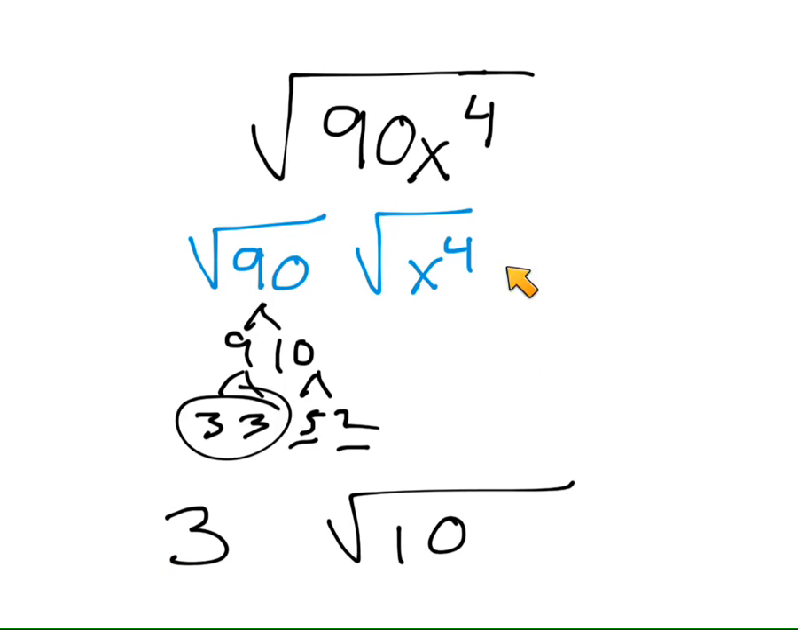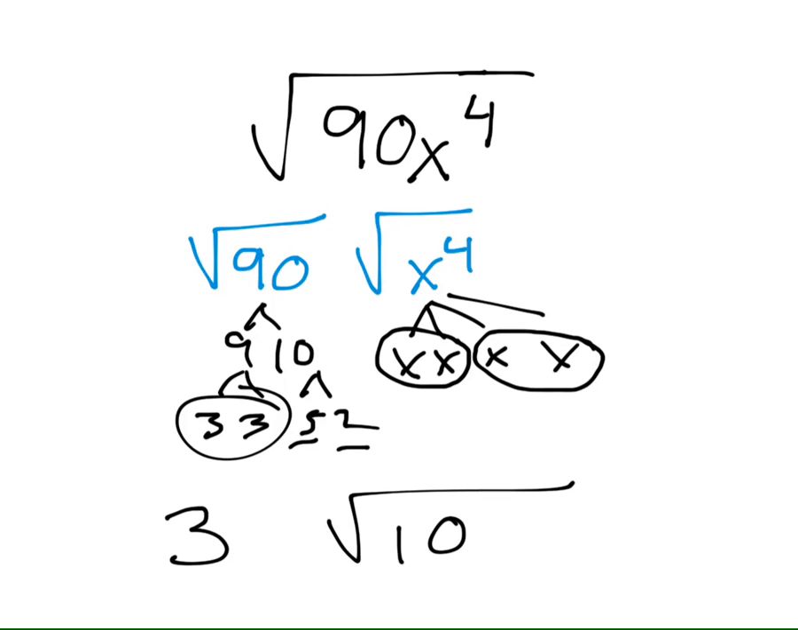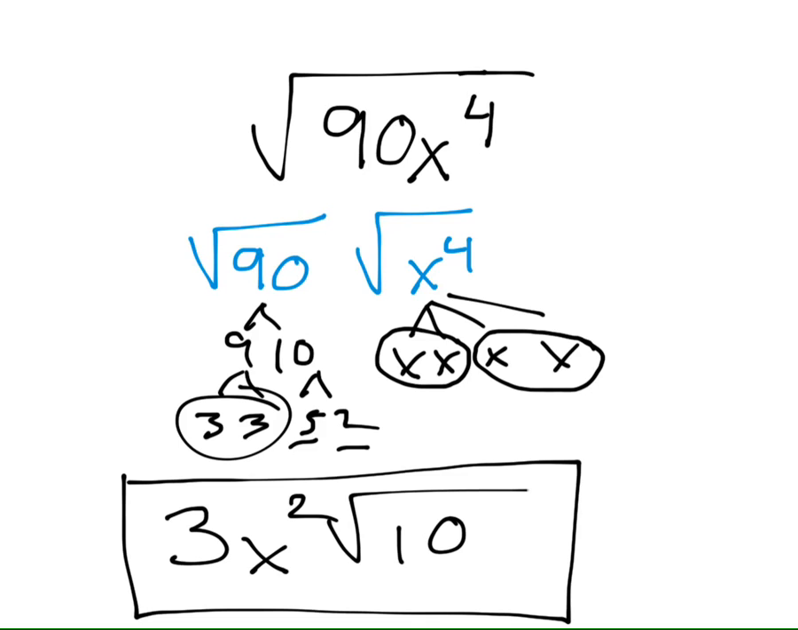The question is, how do you break down x to the 4th? Well, one way to look at it is you have 4 x's being multiplied, right? That's what x to the 4th means. And the same rule applies for them. If they pair them up, one of each pair gets out of the radical. So that means I have 2 of them getting out of the radical, none of them left over. So the simplified answer would be 3x squared radical 10.